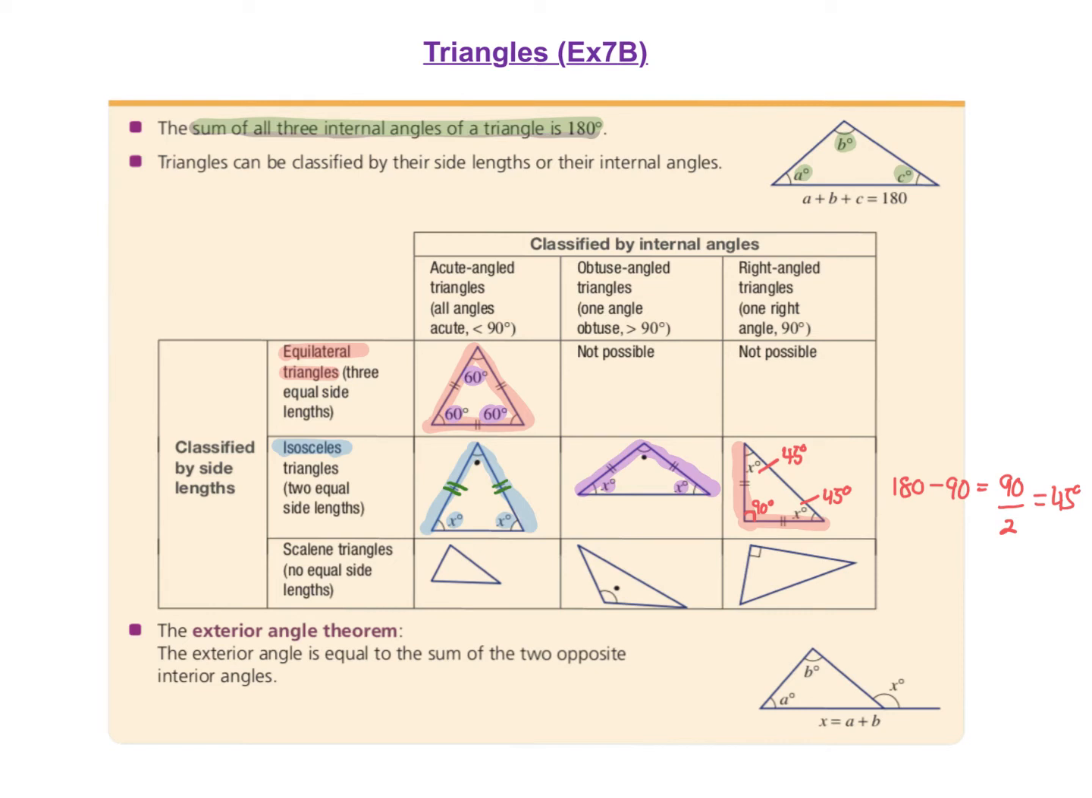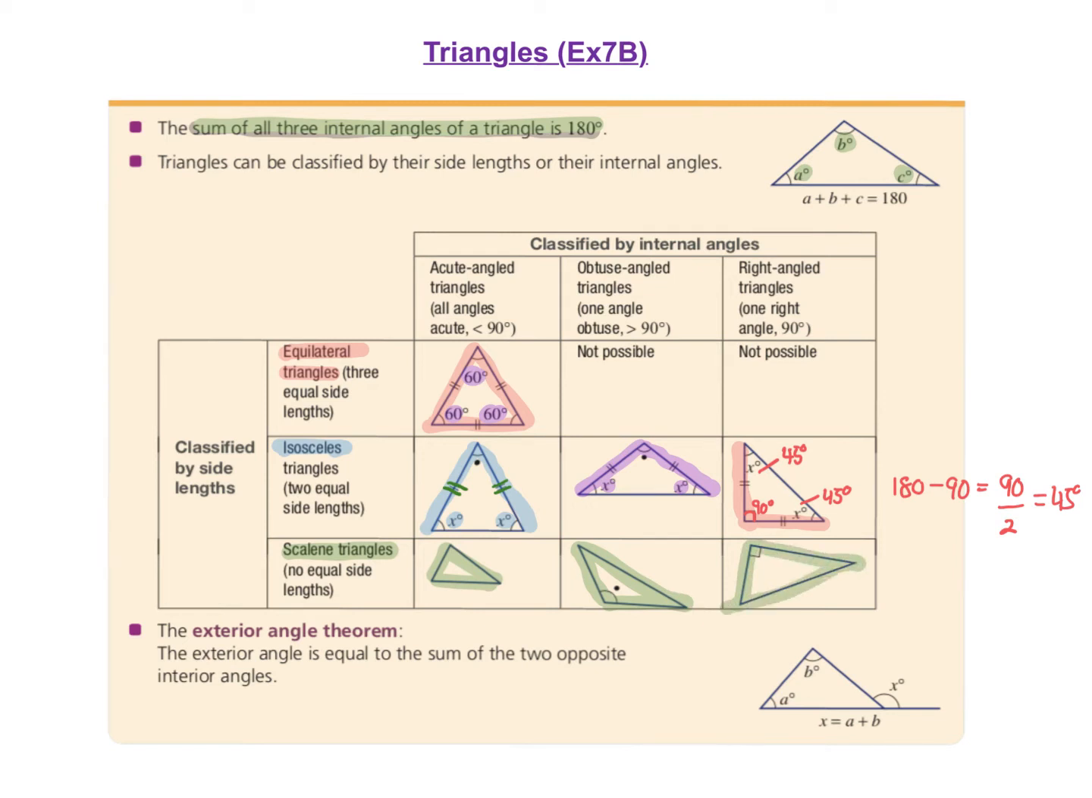Now the last one we've got is a scalene triangle. The sides are all different, and the angles will all be different, and that's it. There's not much we can do. They're all different.